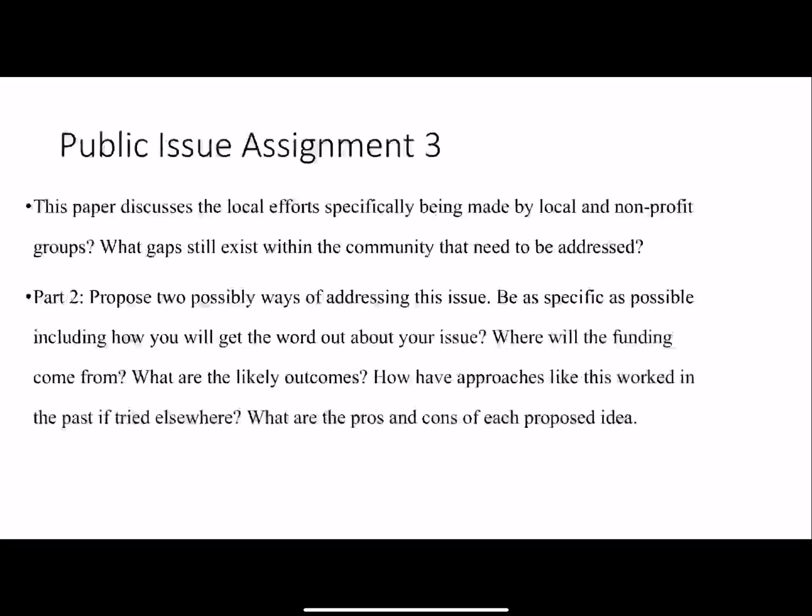And when you discuss your public issues, I encourage you to be specific. How will you get the word out about your solution? Where will the funding come from? What are the likely outcomes? Maybe you have found a state that has something that's working really well and you want to recreate that here. How did that state get that idea started? What are the pros and cons of each of the ideas that you have proposed? So that's the public issue assignments.